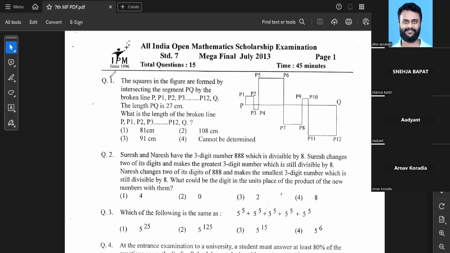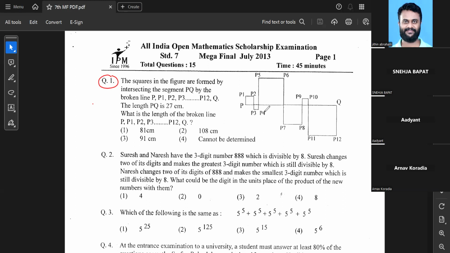So it's question number one. The squares in the figure are formed by intersecting the segment PQ by the broken line P, P1, P2, P3, P4 like this. So this is the broken line up until P12 and then Q. The length of PQ is 27. What is the length of the broken line? So they are asking the length of this broken line if this total length is 27.